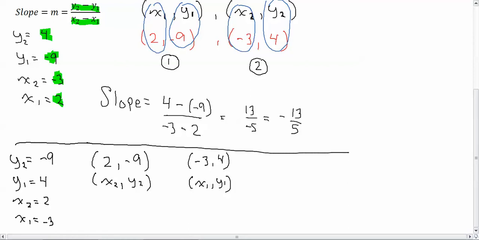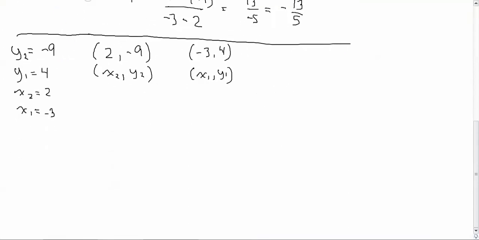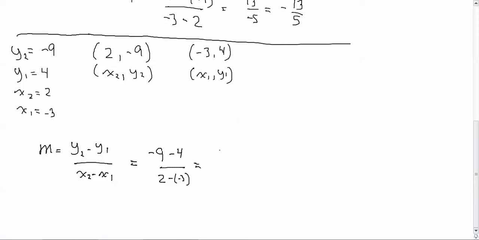So what I'm going to do, I'm just going to move this up, and then we're just going to apply our formula. So I'll write out the formula again. So your slope is equal to y2 minus y1 over x2 minus x1. So we're going to get the following. I get negative 9, take away 4, divided by 2, take away negative 3. And simplifying, I get negative 13 over positive 5, which again simplifies to just negative 13 over 5.